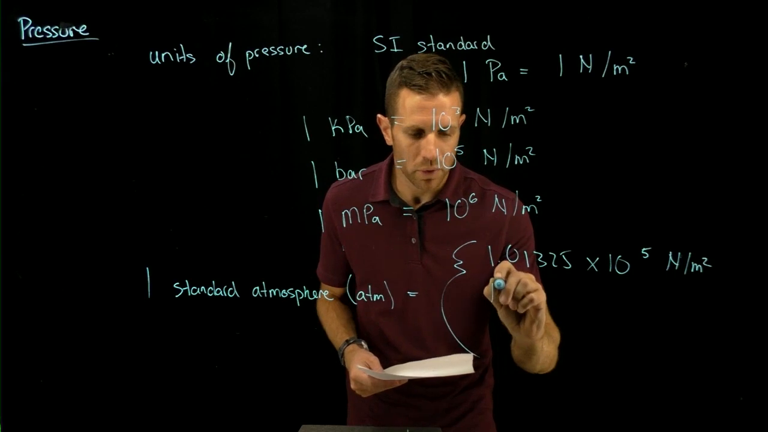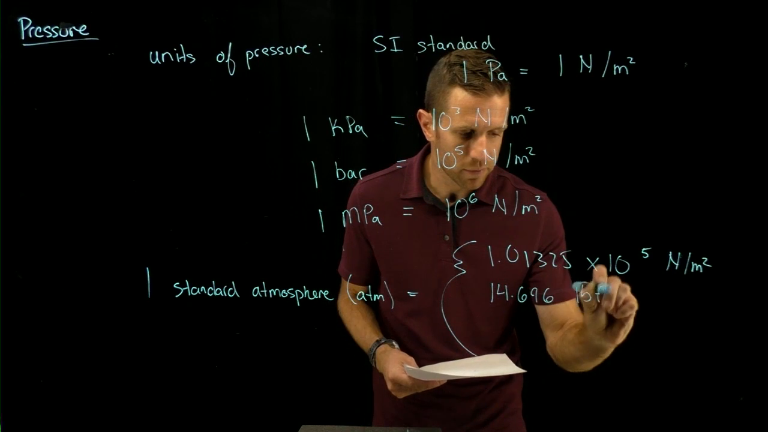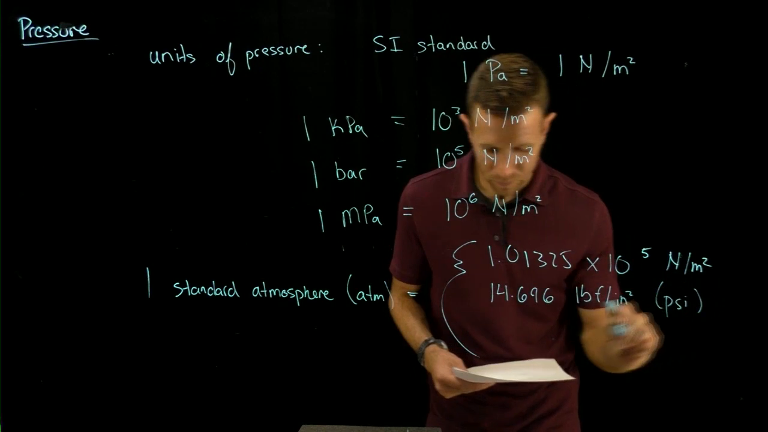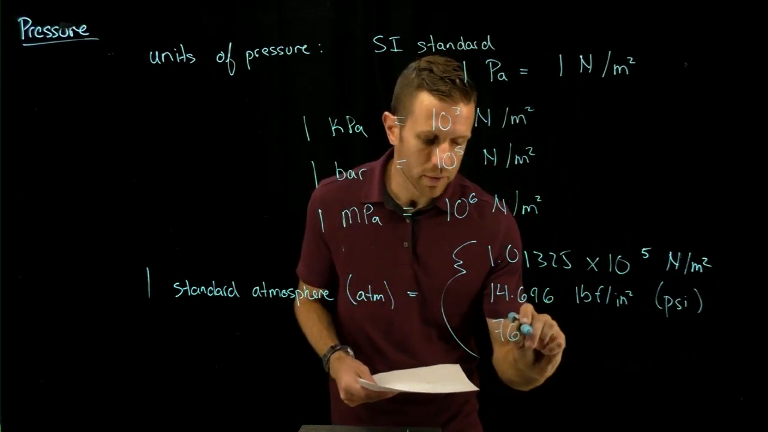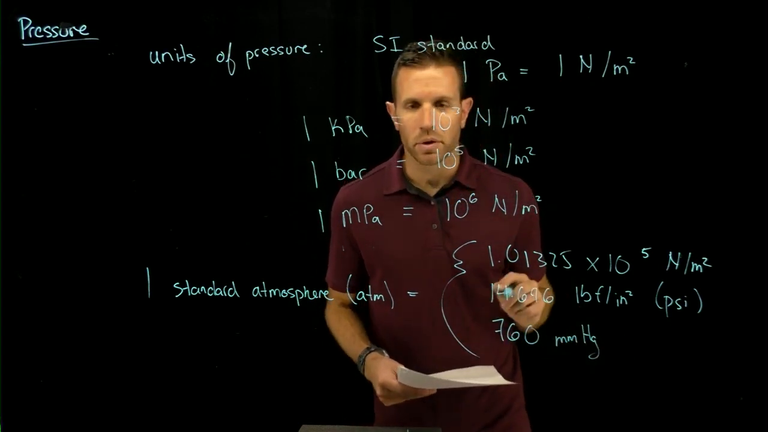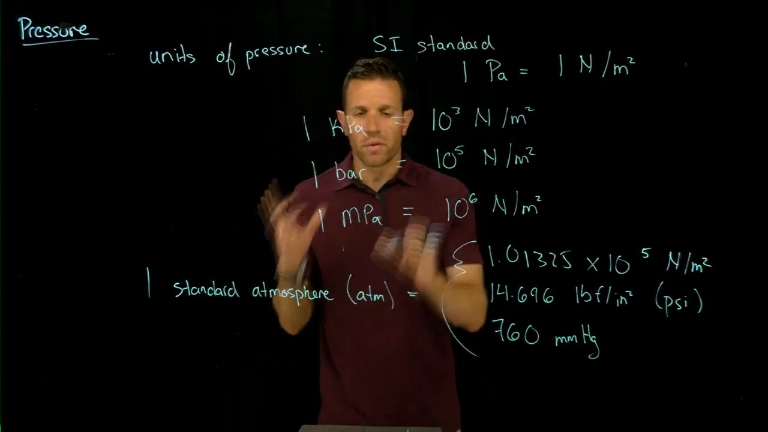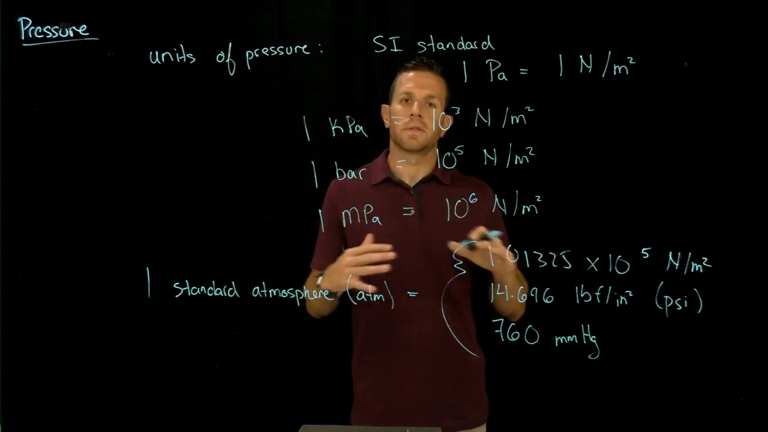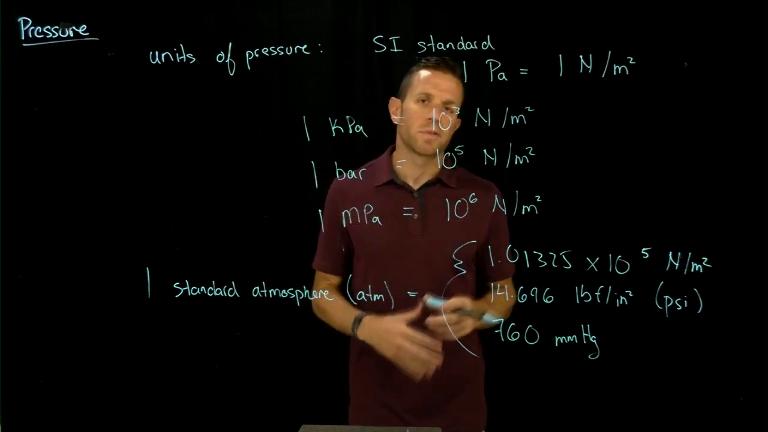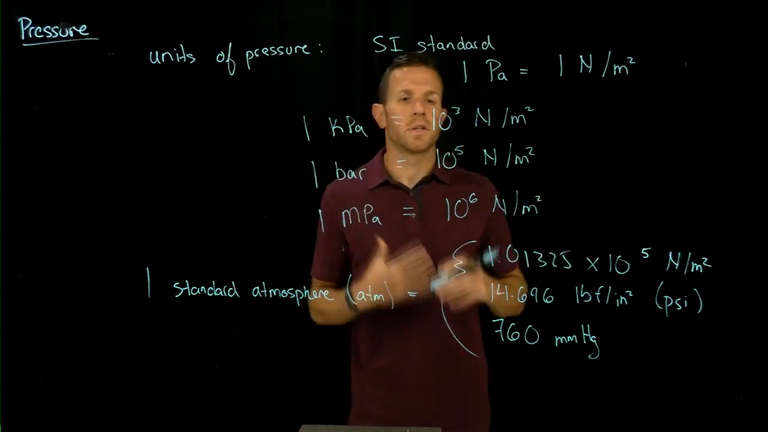It is equal to 14.696 psi, pounds force per square inch, and is equal to 760 millimeters of mercury, which we'll describe what this unit means in a bit. Now, the standard atmosphere, or the value of 1 atmosphere, is constant. It is fixed in scientific practice, although the actual pressure of the atmosphere will vary across the Earth, and it will vary based on temperature and weather conditions and that sort of thing.